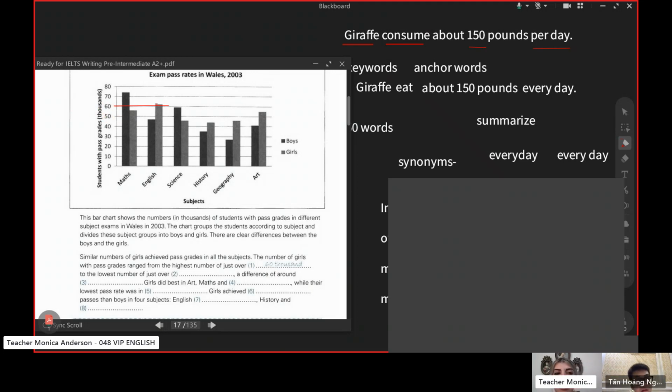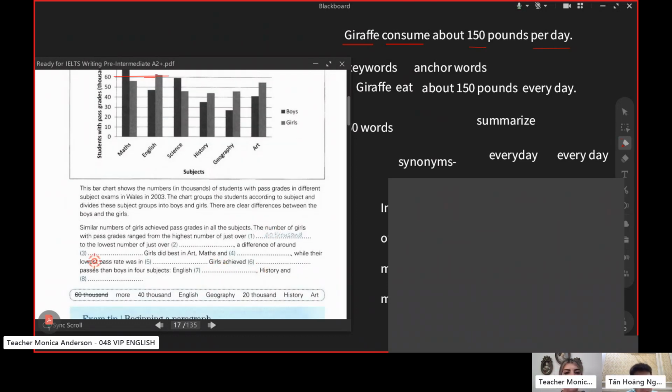60,000. And we say it's over because, as you can see, 60,000 is here in this line, and it's just over it, so over 60,000. So this is the highest number. Get it? Yes, okay.